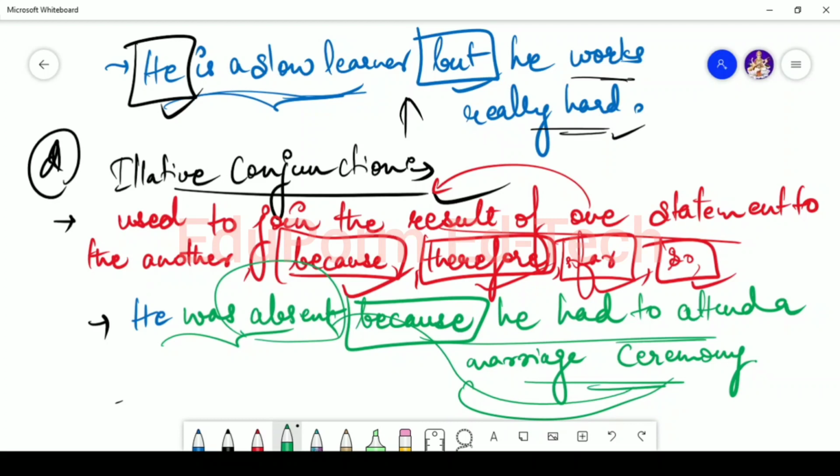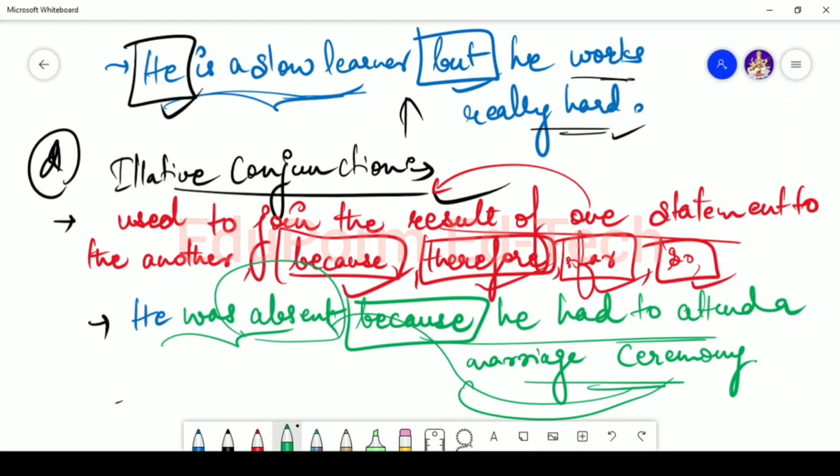Adverse means opposite conditions or adverse conditions. We say words like adverse conditions. So adverse means different conditions. So remember that adversative conjunctions means different, which are used for different statements. Then comes elative conjunction, where you use the conjunctions to join the result of one statement to another.